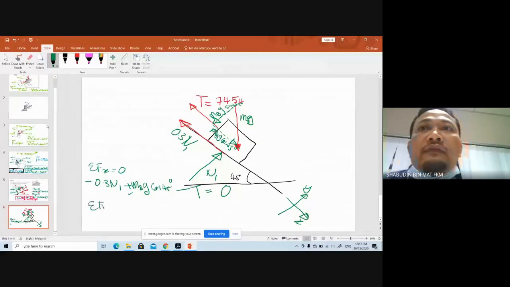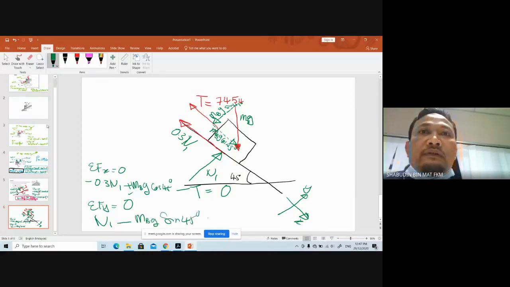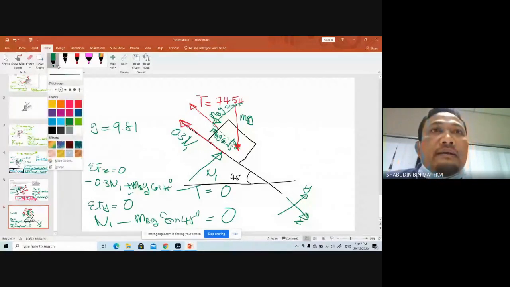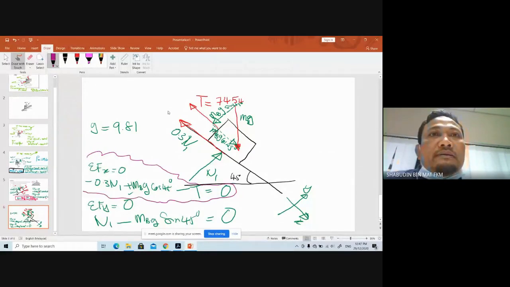Summation of force in y equal to 0. What do you have? N1 minus mb g sine 45. Everything goes to 0. So you use g is 9.81. So you have two unknowns there. Tell me in 5 minutes what is mb. This is the calculation.